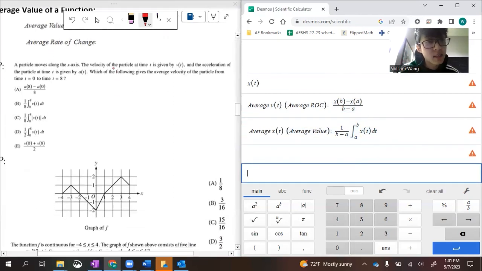A particle moves on the x-axis. The velocity of the particle is given by v of t. The acceleration of the particle is given by a of t. Which of the following gives the average velocity of the particle from time t equals 0 to t equals 8?